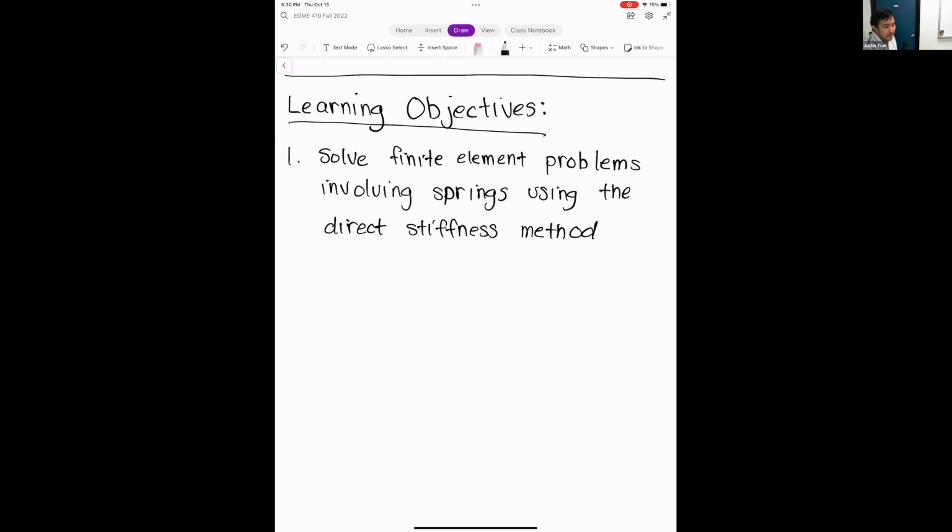Okay, so today I think it's going to be very short, and the only thing I want to cover today is just an example. Last time on Tuesday we went through the entire process of the direct stiffness method, and today you're going to see it in action in an example. That should only take maybe 20-25 minutes.